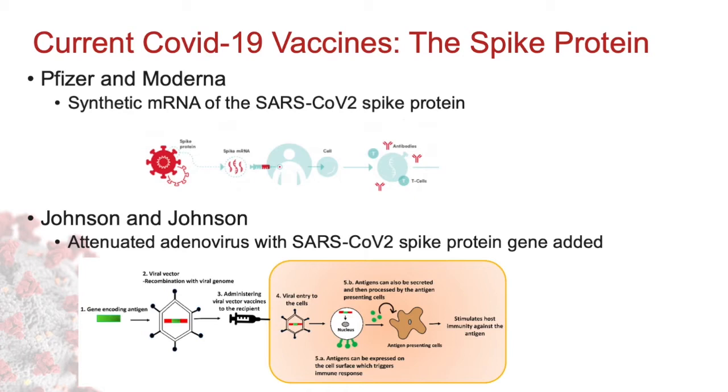If you inject that into an individual, the adenovirus can insert its DNA into your cells. But because it's defective and attenuated, it can't replicate. Now that the SARS-CoV-2 gene is in there, the cell will produce the protein, express it on its surface, and activate the immune system, hopefully with those antibodies and T cells.